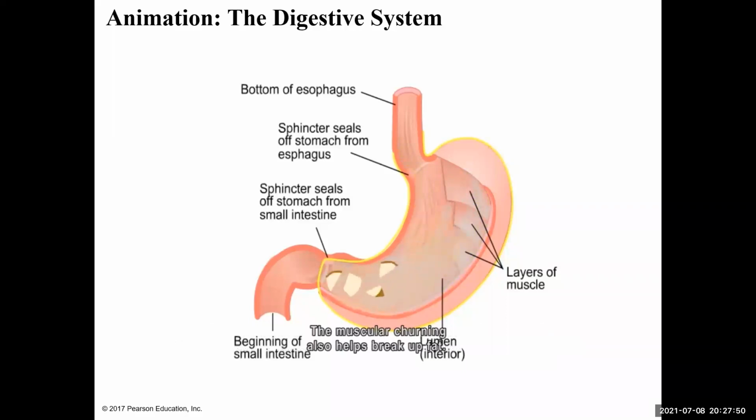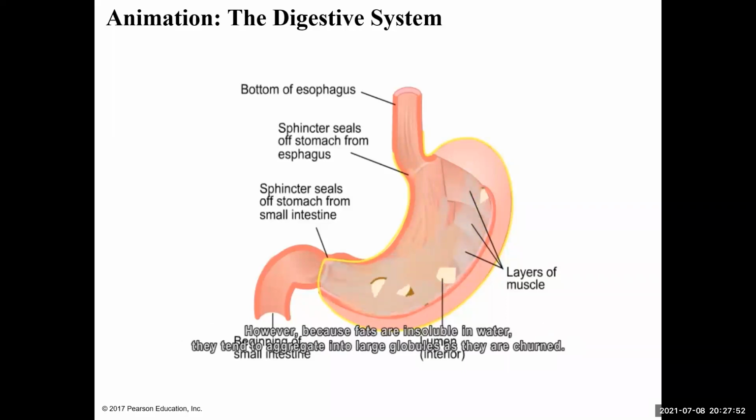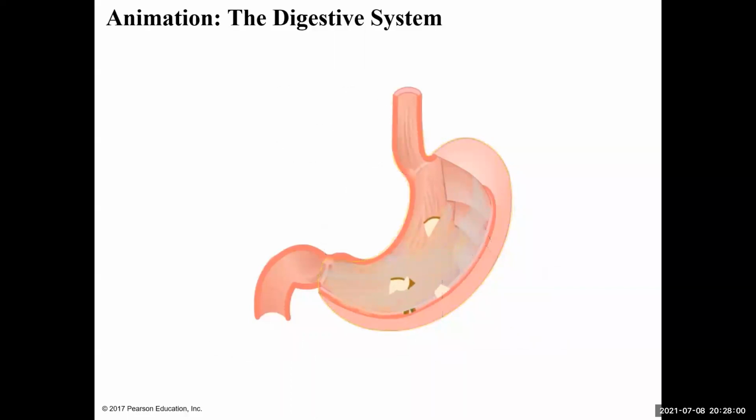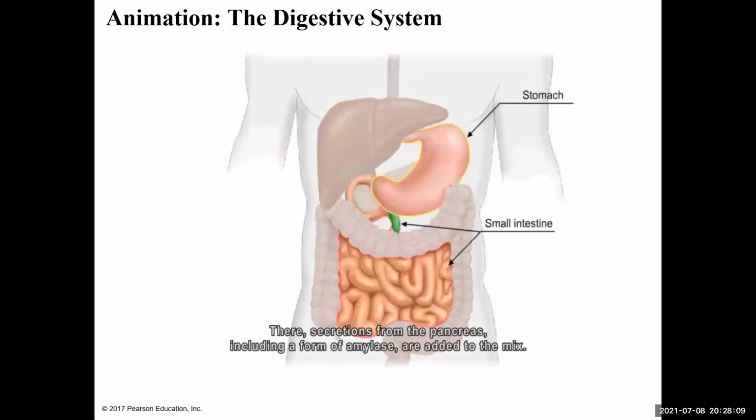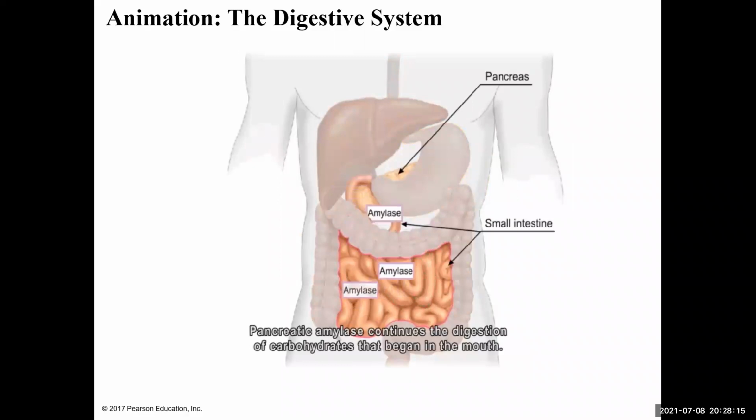The muscular churning also helps break up fat. However, because fats are insoluble in water, they tend to aggregate into large globules as they're churned. Peristalsis in the stomach walls moves small amounts of the partly digested material into the small intestine. There, secretions from the pancreas, including a form of amylase, are added to the mix. Pancreatic amylase continues the digestion of carbohydrates that began in the mouth.